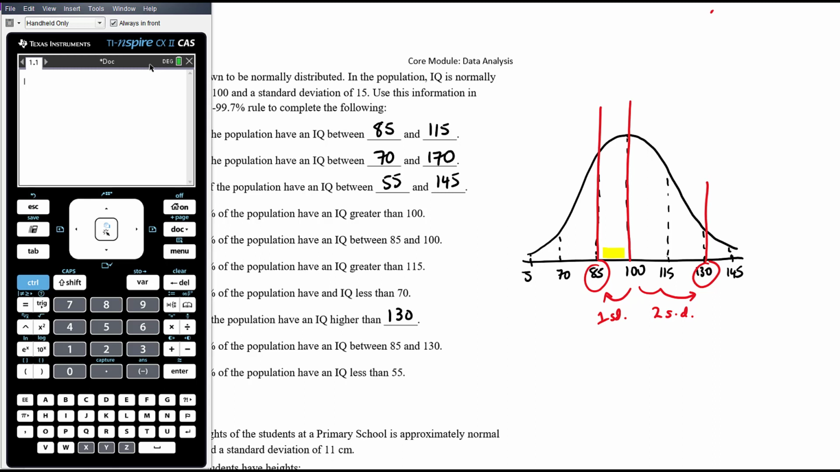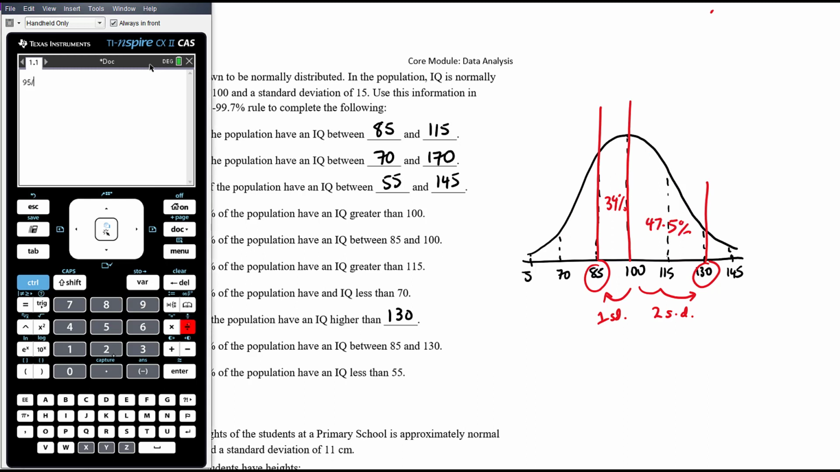So we know between 85 and 115, within 1 standard deviation of the mean, is 68%, which means that if I've only got half of it, this must be 34% in here, half of 68. We also know that within 2 standard deviations of the mean, so from 70 to 130, that's 95%, which means if I'm only interested in this bit over here, half of 95% is 47.5%.